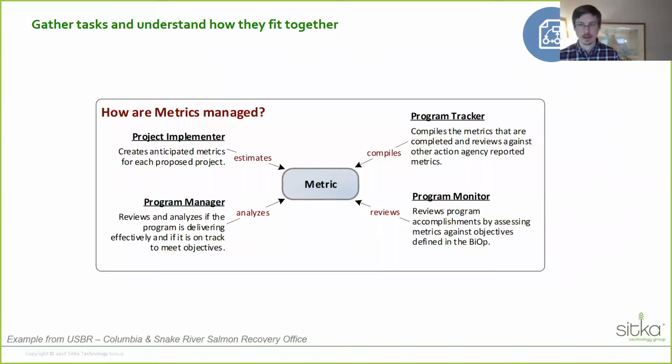I'll show that a little later here. But the gist of this is, given a piece of data, metrics in this case, how does a persona interact with that data? So the project implementer from our previous example creates anticipated metrics for each proposed project. So they estimate metrics. Program monitor would review program accomplishments by assessing metrics against objectives defined in the BIOP, the biological opinion that we're addressing here. So that's setting some of our goals. So they actually review metrics.